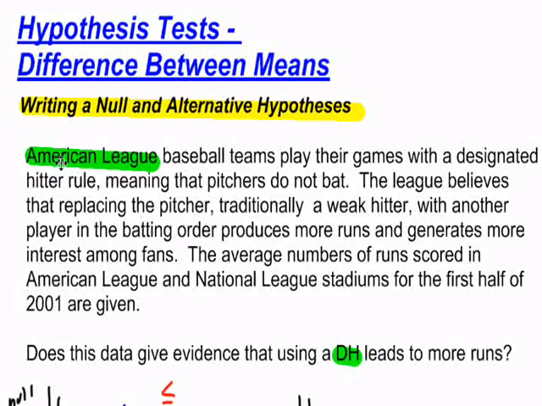Here's my example. American League Baseball teams play their games with a DH, a designated hitter, meaning that pitchers do not bat. The league believes that replacing the pitcher, traditionally a weak hitter, with another player in the batting order produces more runs and generates more interest among fans. The average numbers of runs scored in American League and National League stadiums for the first half of 2001 are given. Does this data give evidence that using a DH leads to more runs?